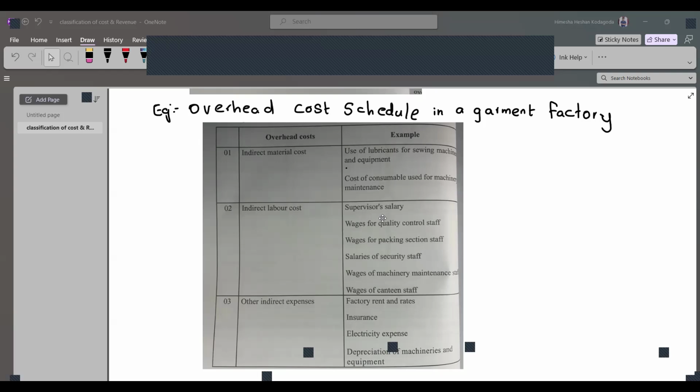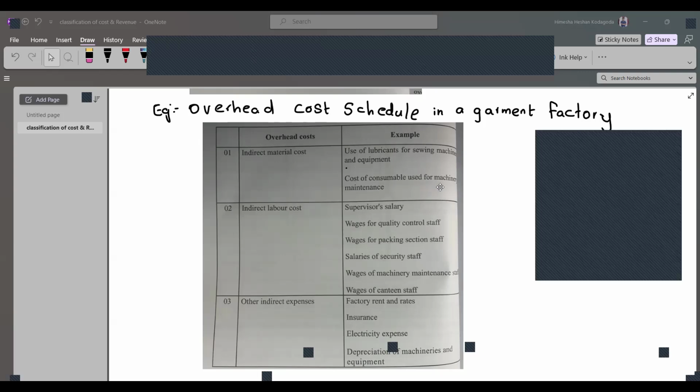And the other part I want to tell you: when it comes to indirect labor cost, we have supervisor salary, security salary, and cost of consumables used for machinery maintenance.